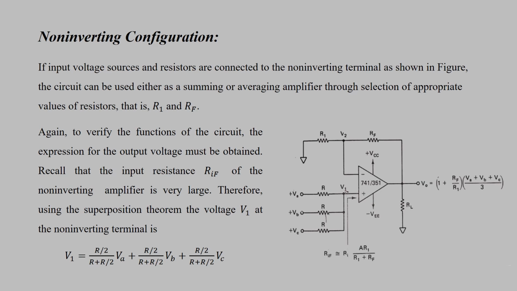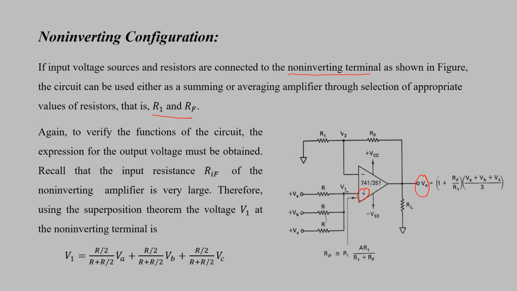Now, if the input voltage source and resistors are connected to the non-inverting terminal, that is the positive terminal here, the circuit can be used either as a summing or averaging amplifier through selection of appropriate values of R1 and RF. To verify the functions of this circuit, the expressions of output voltage V0 must be obtained.